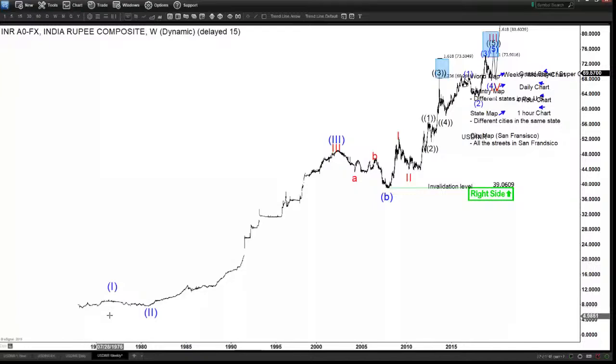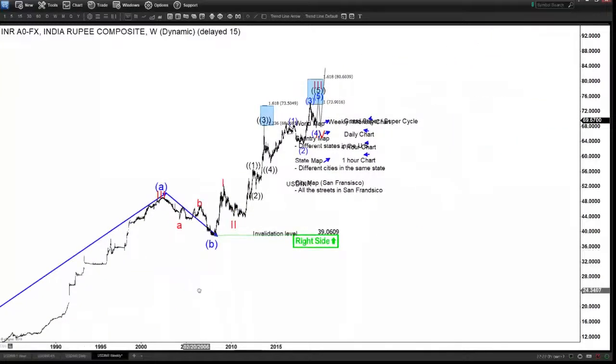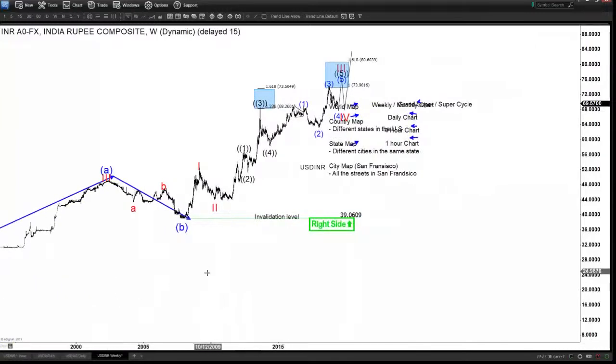And like I said, each wave can always be split into smaller and smaller waves. So wave C needs to be subdivided into 5 waves in Elliott Wave. But we're going to talk about that later on, so don't worry about it for now. You can see we got this 1, 2, 3, 4, and then 5. So this is what we are calling for.